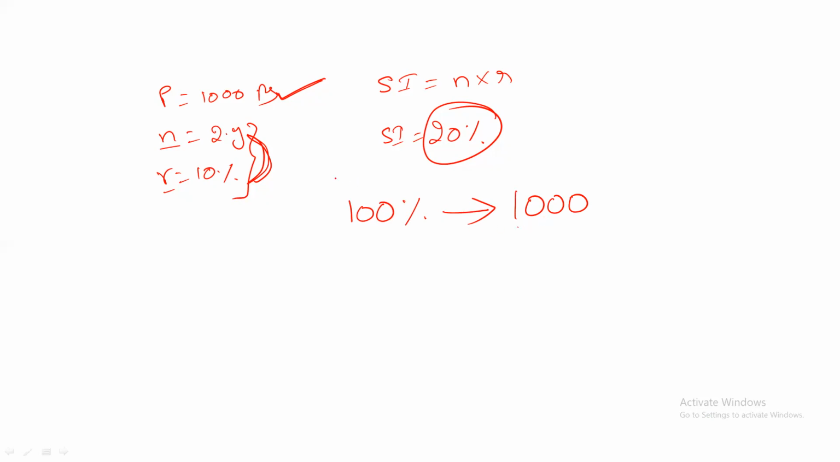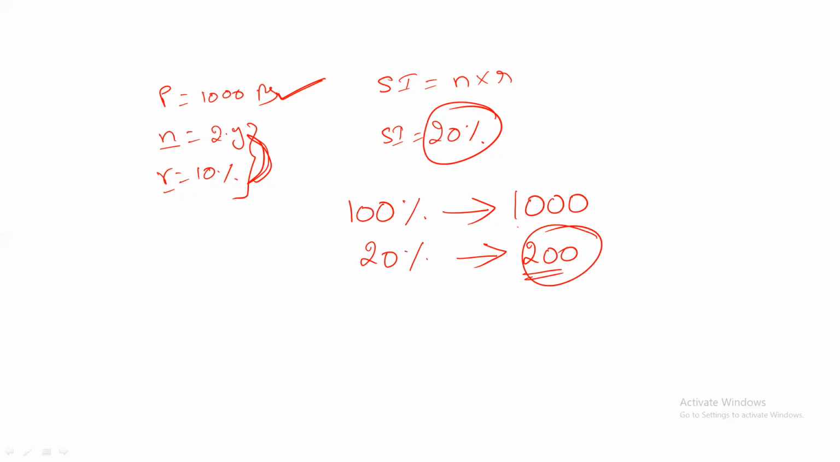Now what do we need to find? Simple interest. Just based on the question, while reading itself you can understand. Simple interest is clearly given as 2 into 10, which means 20%. So if 100% is 1000, what is 20%? 20% is 200. That's it. This is the simple interest. I hope you all are clear.